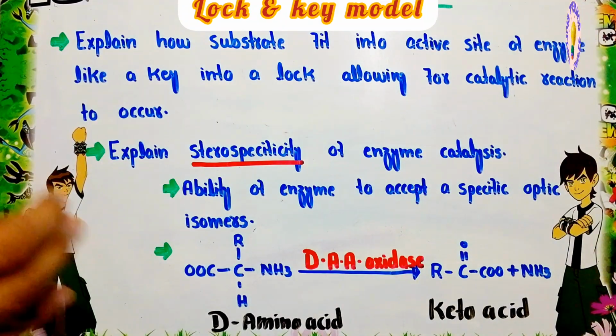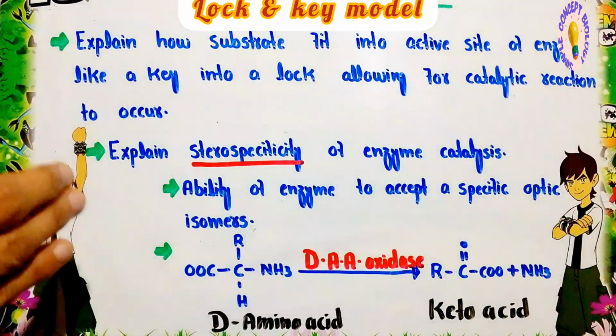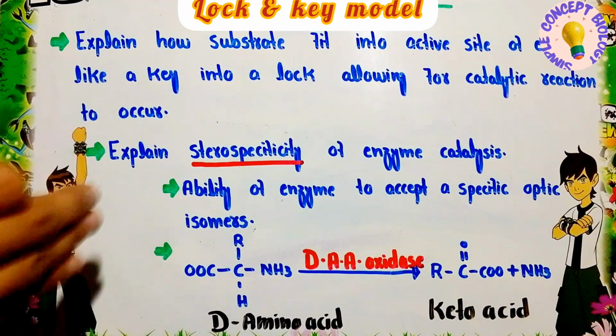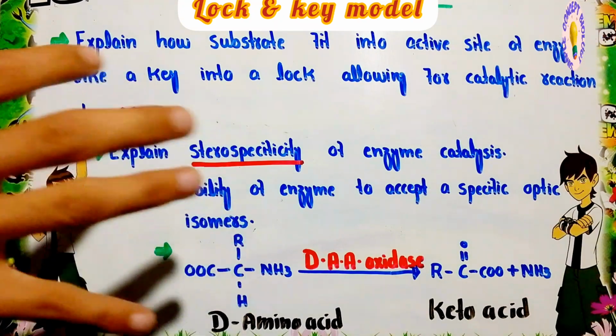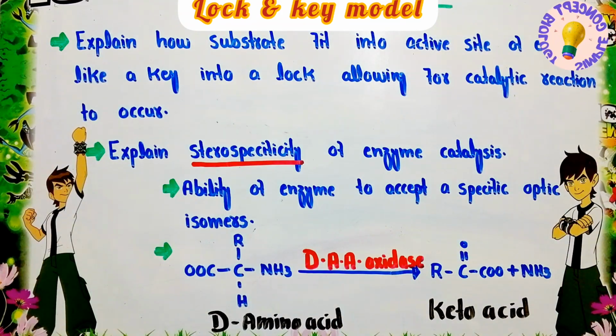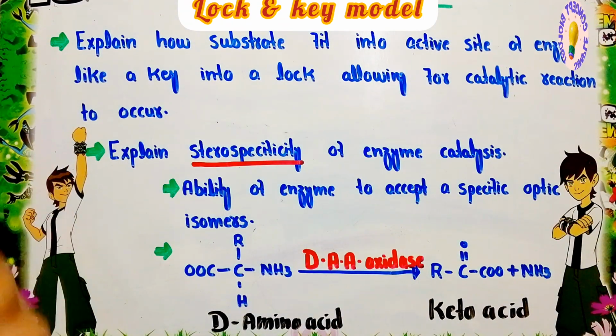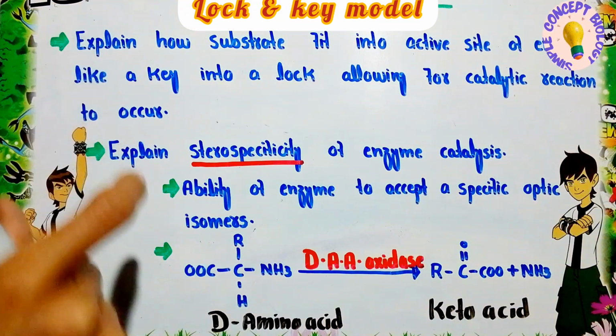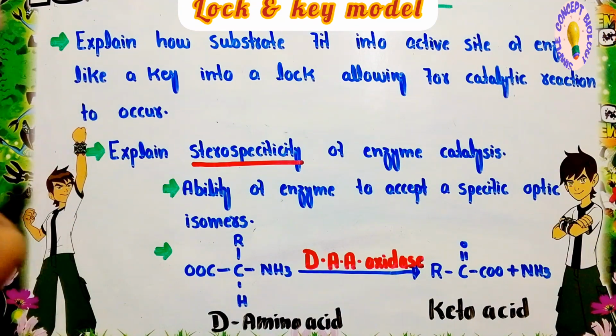The one which rotates the plane polarized light to the right side is called the D isomer. When the plane polarized light is shifted toward the left side, it is called the L isomer. Now a specific enzyme is able to convert only a specific substrate or isomer into the product.